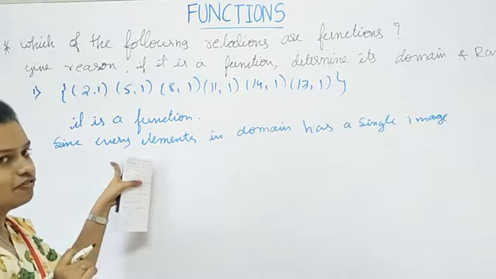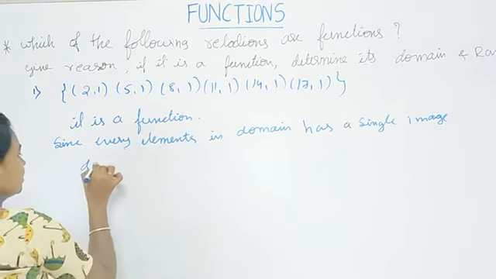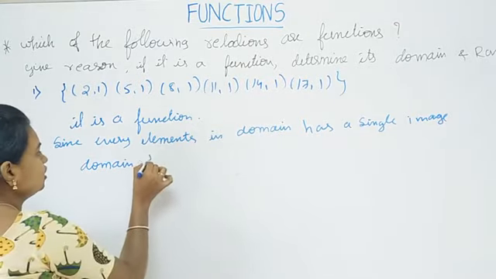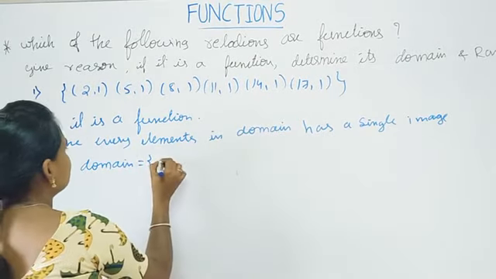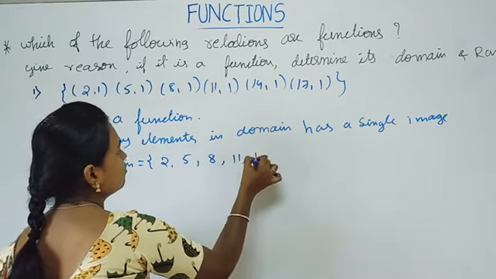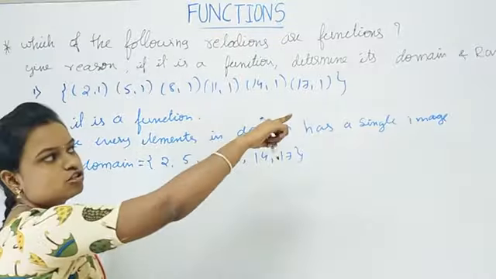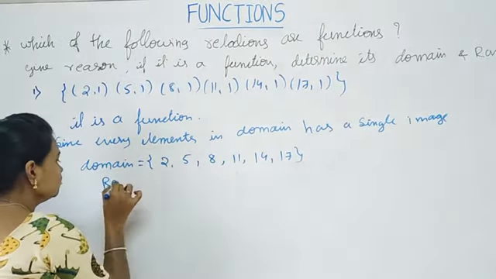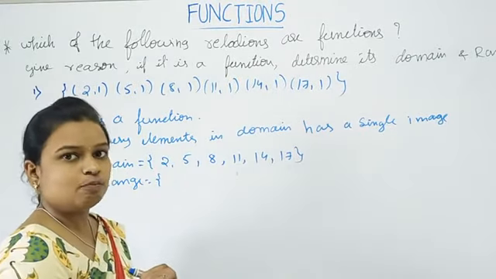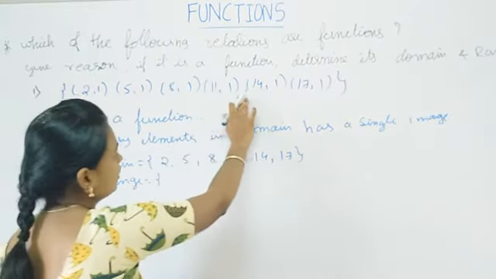So since it is a function, we have to determine domain and range, right? So what is the domain? Domain is the set of all first elements of the ordered pairs. So the domain is 2, 5, 8, 11, 14, 17. And we also find the range. Range means the set of all second elements of the ordered pairs, right? So what are the second elements here? 1, 1, 1, 1, 1, 1.